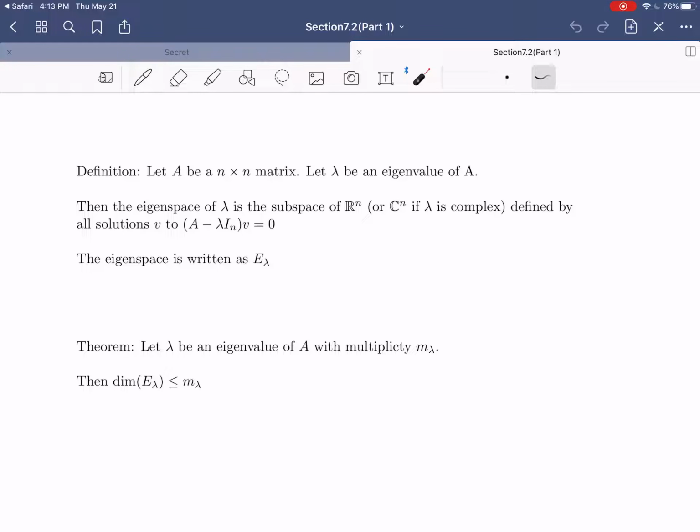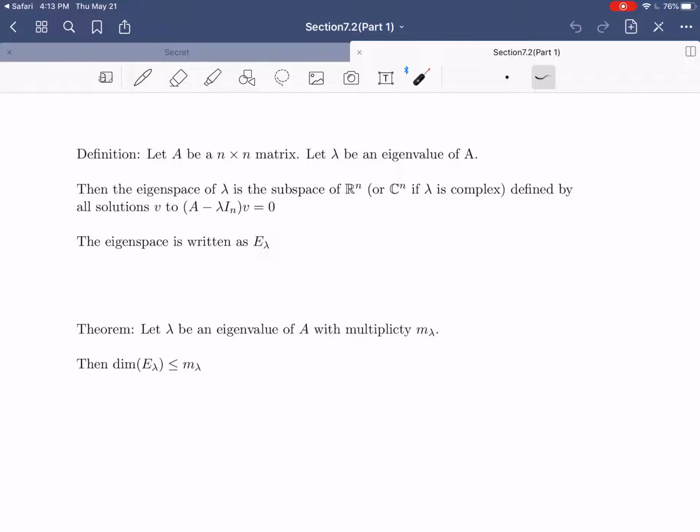Now, technically, if we were being really formal, we should probably try to prove that the eigenspace is truly a subspace. But in some ways, we've already done that because of our discussions of solution spaces to homogeneous systems of equations. This equation here is a homogeneous system of equations. So by its very nature, the solution space must be a subspace. So we've already done that work, so we're not going to repeat that proof. We know that eigenspaces really are not just subsets, but they are subspaces.